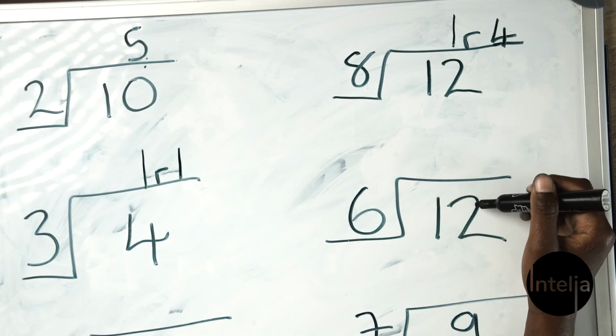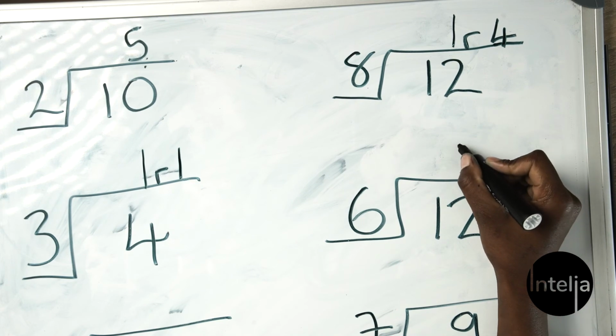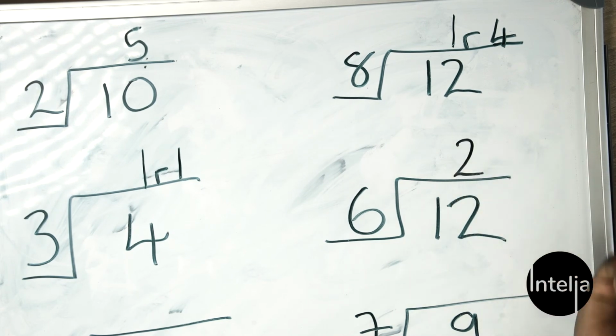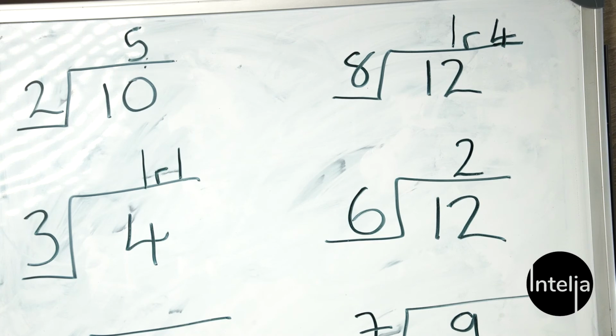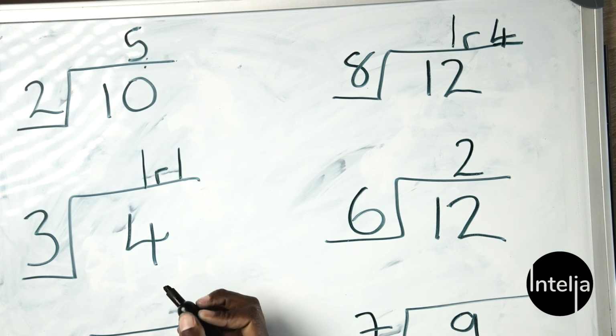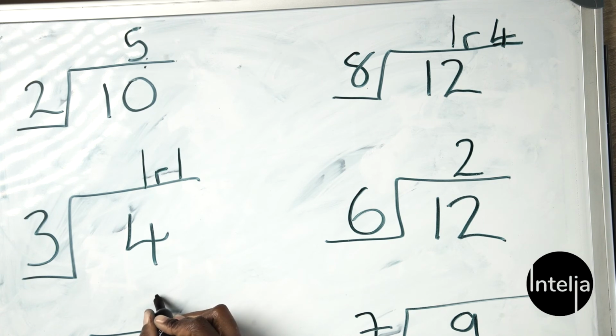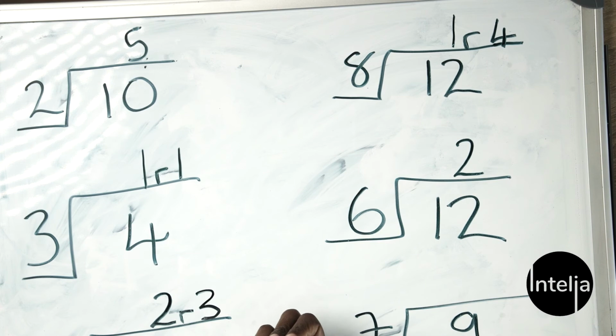6 divided by 12. That's 2. The 6 goes into 12 2 times. Does it have a remainder? No, it doesn't have. Then you leave it like that. Perfect, like that. And then let's do these last 2 together. So 5 divided by 13, how many times does the 5 goes into 13? Perfect. That's very correct. It goes 2 times. Remainder, how many? 3. You write your 3 here.